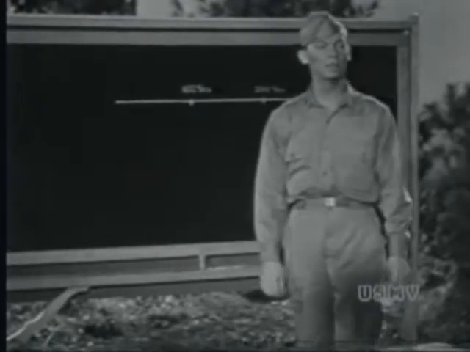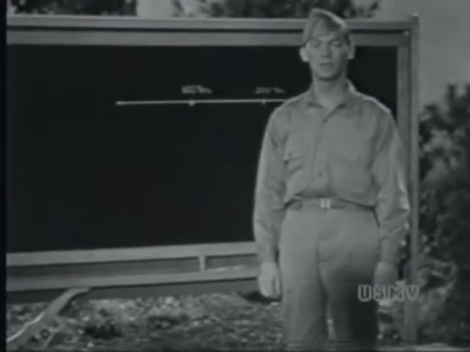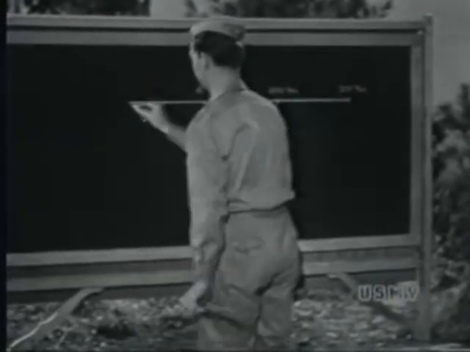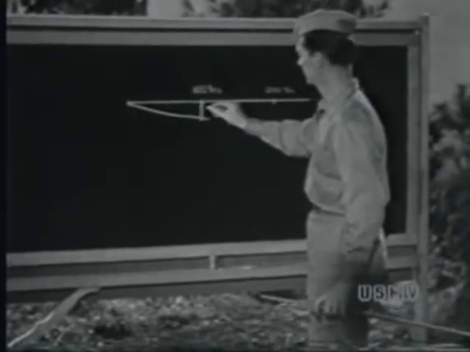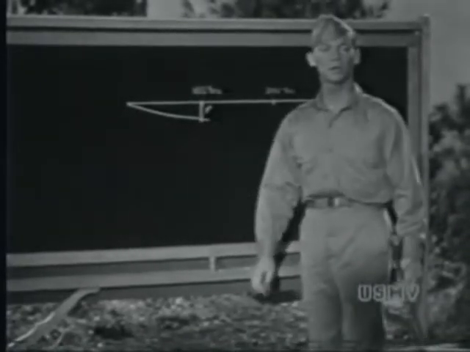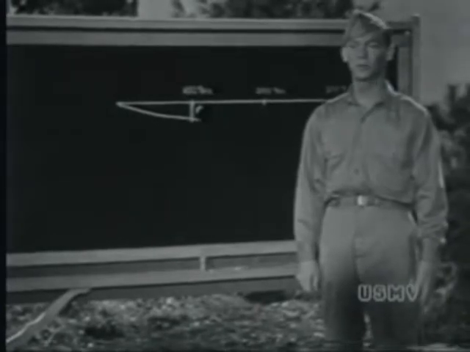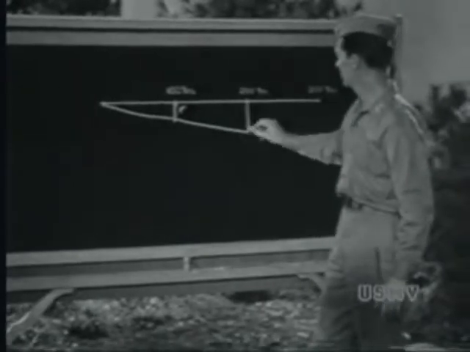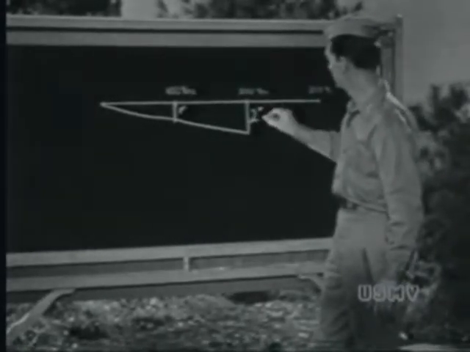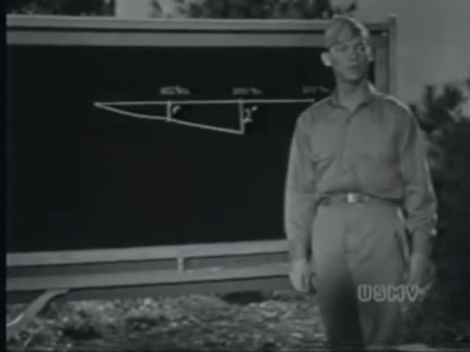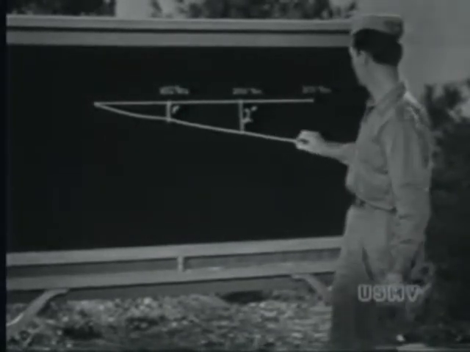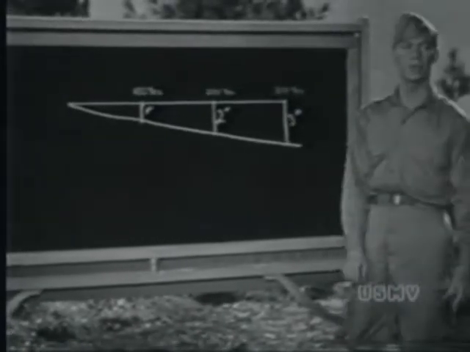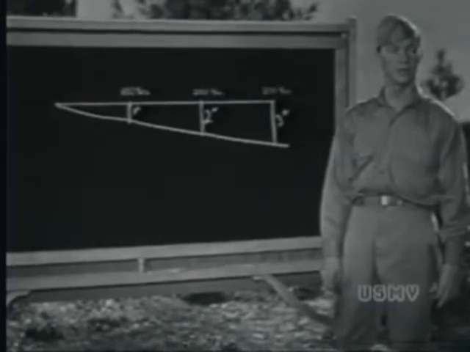One click of the windage knob moves the strike of the bullet 1 inch for each 100 yards of range. At 100 yards, one click to the right moves the strike of the bullet 1 inch to the right. At 200 yards, it moves it 2 inches. At 300 yards, 3 inches, and so on.